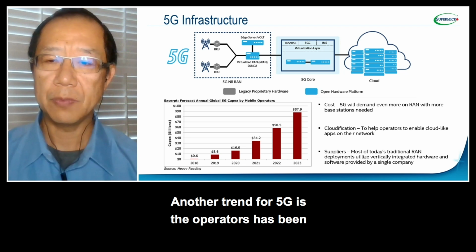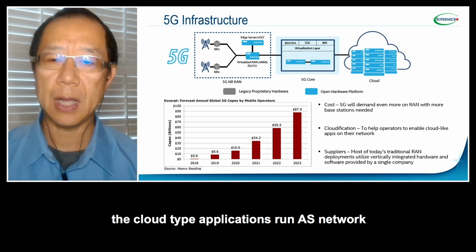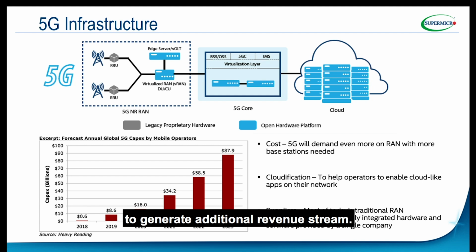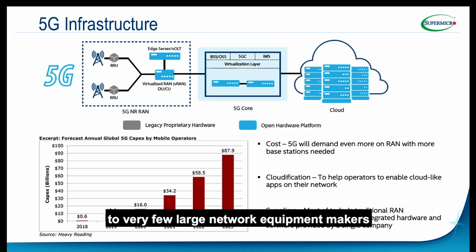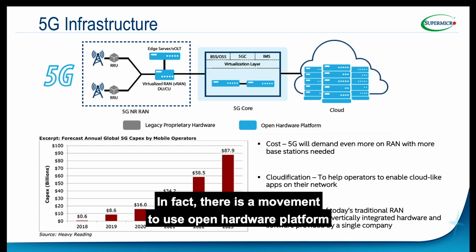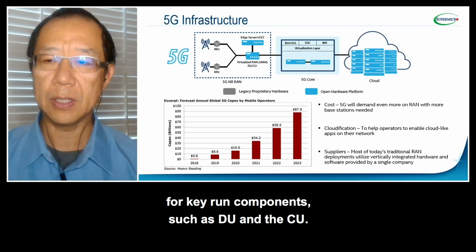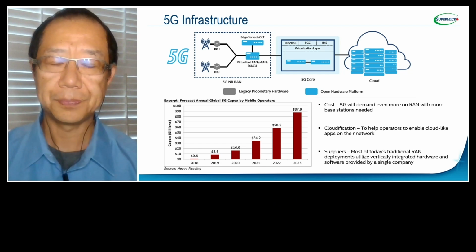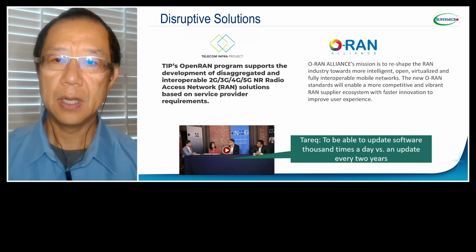Another trend for 5G is that operators have been trying to cloudify their networks to enable cloud-type applications to run in the network to generate additional revenue streams. There is a challenge for the operator, however. Traditionally, the suppliers are limited to very few large network equipment makers with end-to-end solutions, not interoperable with each other. In fact, there is a movement to use open hardware platforms for key RAN components such as DU and CU. And let's take a look at the disruptive solutions.